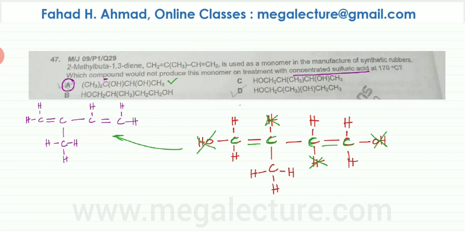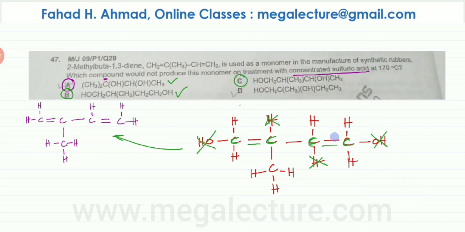Now look at this molecule carefully. This molecule and this molecule over here, they are exactly identical, which means the dehydration of this compound can produce this molecule over here as well. So option number B is also correct because it is producing that molecule. So again, we're looking for the wrong one, the wrong answer. So let's move to the next option, which is option C.